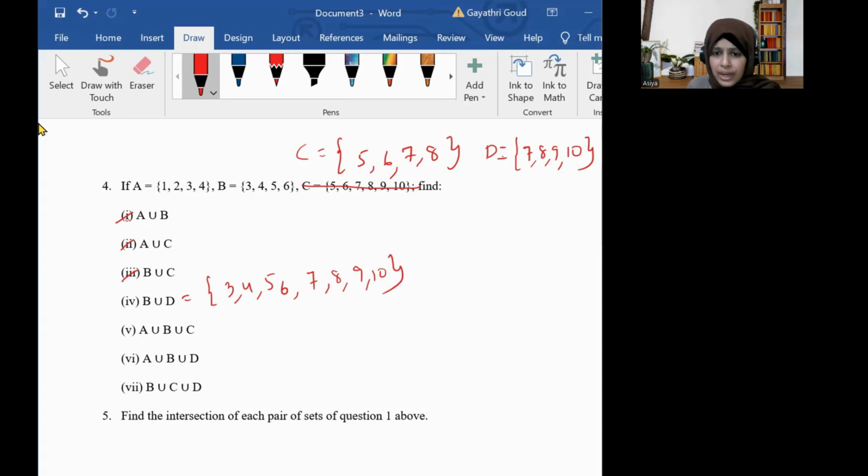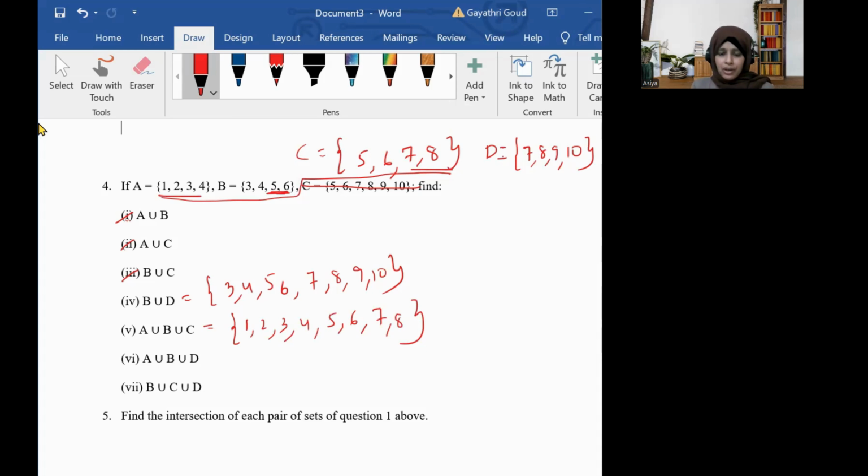Now let us go for A union B union C. That means I will have to write all the elements of A, B and C. So we'll start with 1, 2, 3, 4. 3 and 4 are common. So 5, 6, 7, 8. 1, 2, 3, 4, 5, 6, 7, 8. See here, 1, 2, 3, 4. 3, 4 is common. I'll not repeat. 5, 6, 7, 8. So I hope that's clear. Now let us take 6th and 7th as homework. Let me go for my next bit.